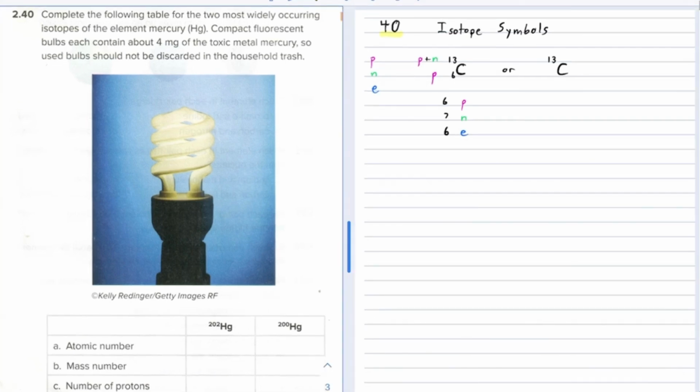Number 40. Complete the following table for the two most widely occurring isotopes of the element mercury, Hg.